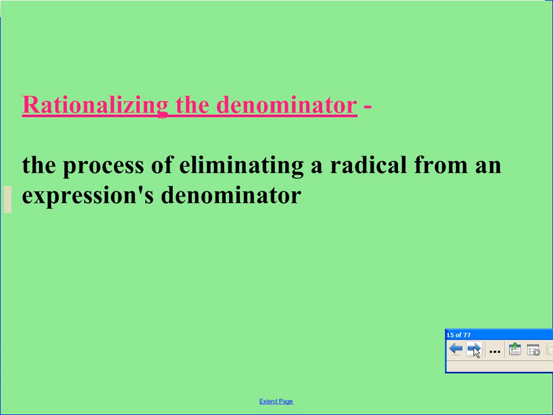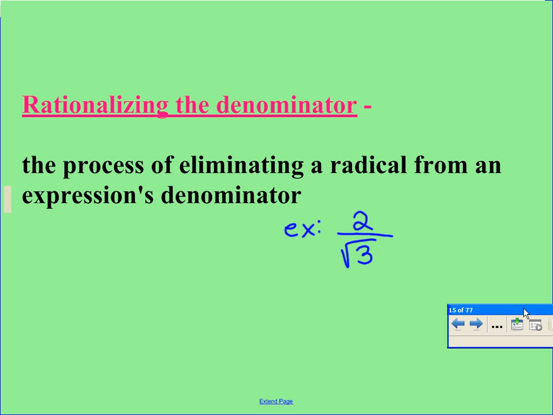What this says is when you have a radical expression, you are not allowed to leave a radical in the denominator. So the bottom of your fraction has to be a number. It cannot be a radical. For example, you are not allowed to have something such as 2 over the square root of 3. You are not allowed to leave an expression like that.